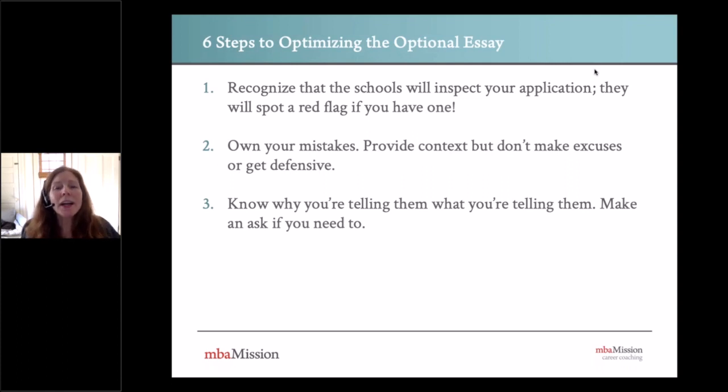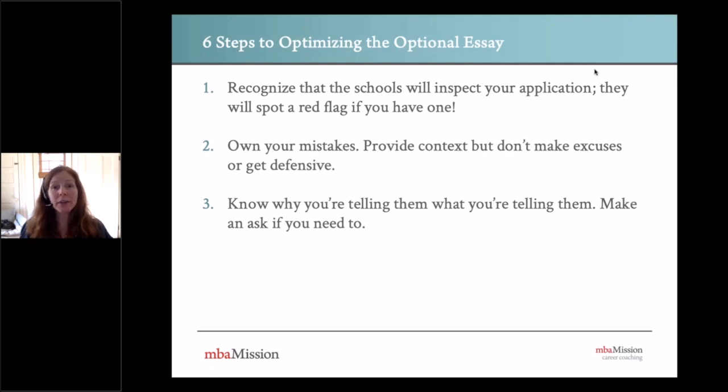Step 3, know why you're telling them what you're telling them, okay? What do I mean by this? Have some reason in your mind of why you're telling them. You want to clear up any confusion. You want them to know that it was a blip, but you've become a more mature person. Perhaps you didn't do well your first 2 years in college. That happens. Okay, so you're telling them this because you want them to understand that was a poor call of judgment on your part, and that you're much more serious now.